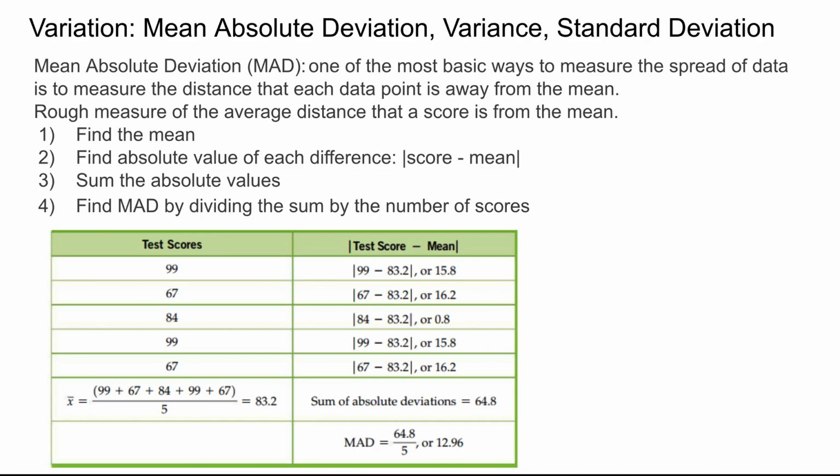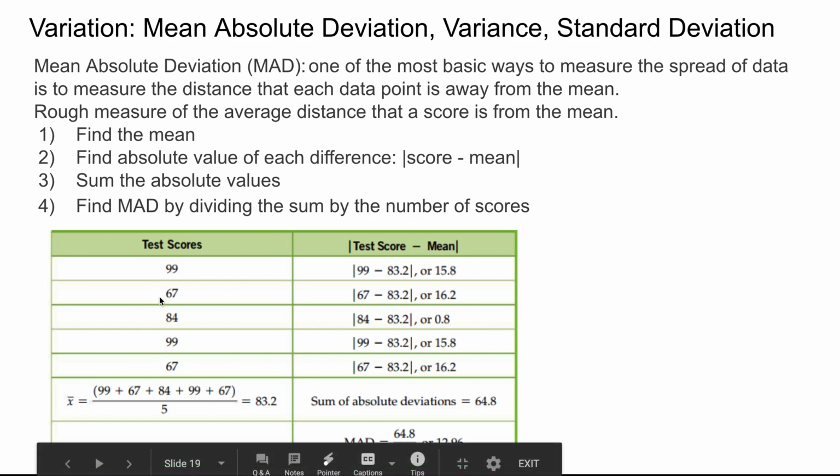Okay? So to find mean absolute deviation, the first thing that you have to do is you need to find the mean. So we know how to find the mean. For example, if you are given these test scores here, 99, 67, 84, 99, and 67, you know how to find the mean. Mean can be found by finding the sum first. So add them all together and divide it by the number of items. So you have 5 items, divided by 5, and you get 83.2. That is the mean. Mean of the sample, we put X bar there, right?